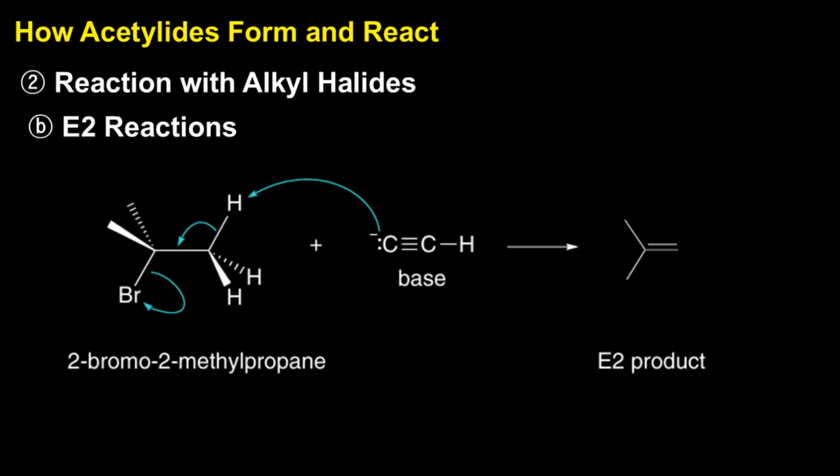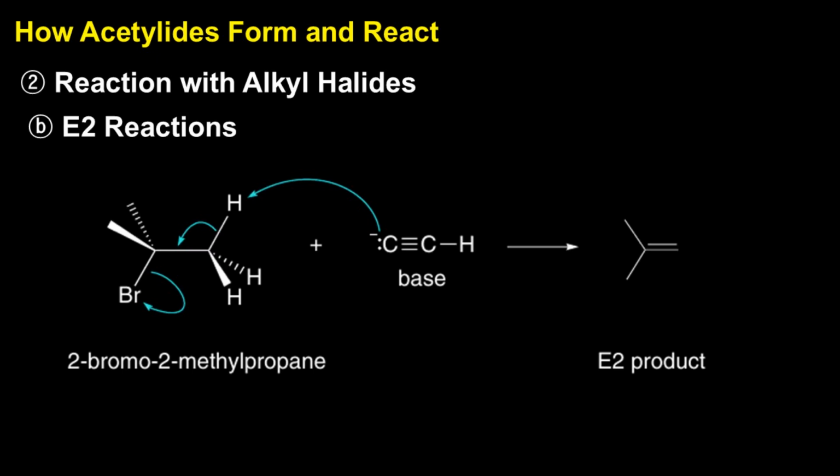Now here's something you need to watch out for. If you try to react an acetylide with a tertiary alkyl halide, like 2-bromo-2-methylpropane, things don't go as planned. You won't get substitution. Instead, you get elimination. And why is that? Because tertiary carbons are way too bulky for an SN2 attack. There's just not enough room for a backside approach. So the acetylide ends up acting as a strong base, not a nucleophile.